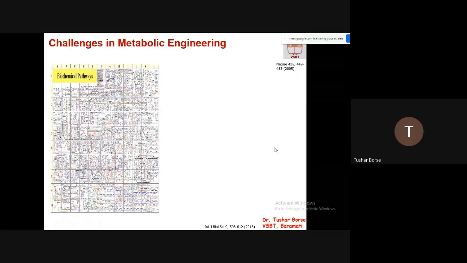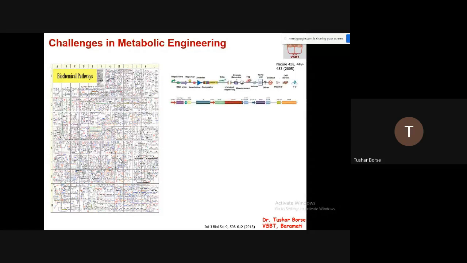The next thing that comes up is, what are the challenges if you are really thinking of going for metabolic engineering? Because looking at the image, you may feel dizzy. So look at the complexity. It is really a challenge if you think of going for metabolic engineering. That is one of the challenges.